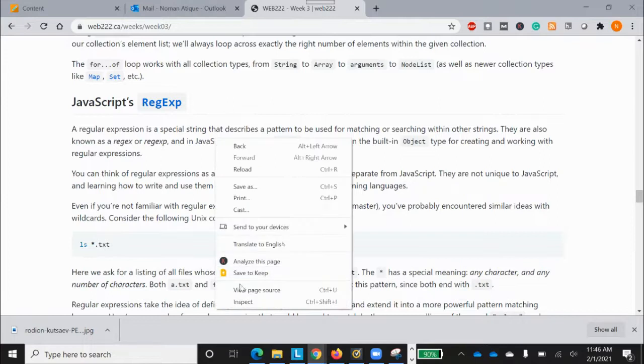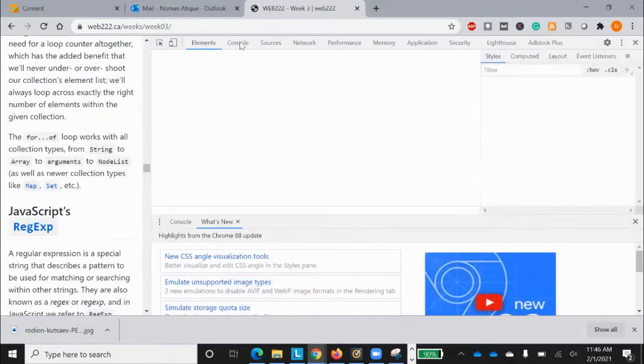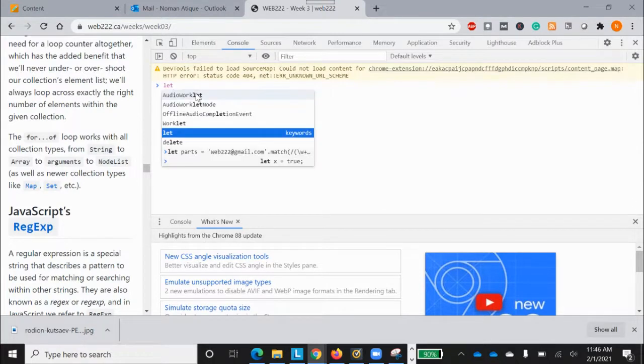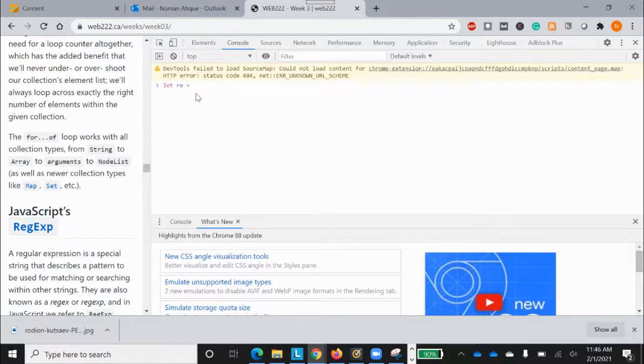If we want to quickly see some regular expressions in action, we can have a quick look. For example, let regular expression is equal to... so how do we define a regular expression? Here we define it by using 2 forward slashes. These 2 forward slashes represent a regular expression, and regular expressions will be helpful for you in any situation where you want to work on some pattern matching.